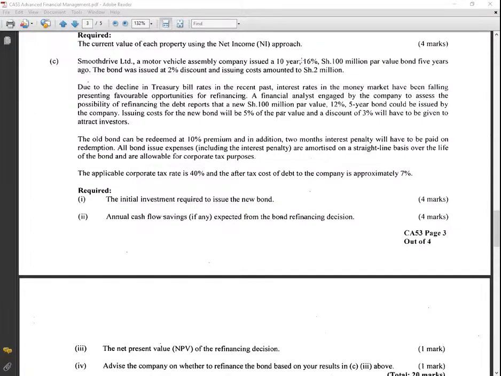So my work will be take this 16% times 100, but remember the overlap is not for a whole year. The overlap is only for 2 months, because before you redeem this money to the old bond holders, you need to start issuing the new bonds first for a period of say 2 months.